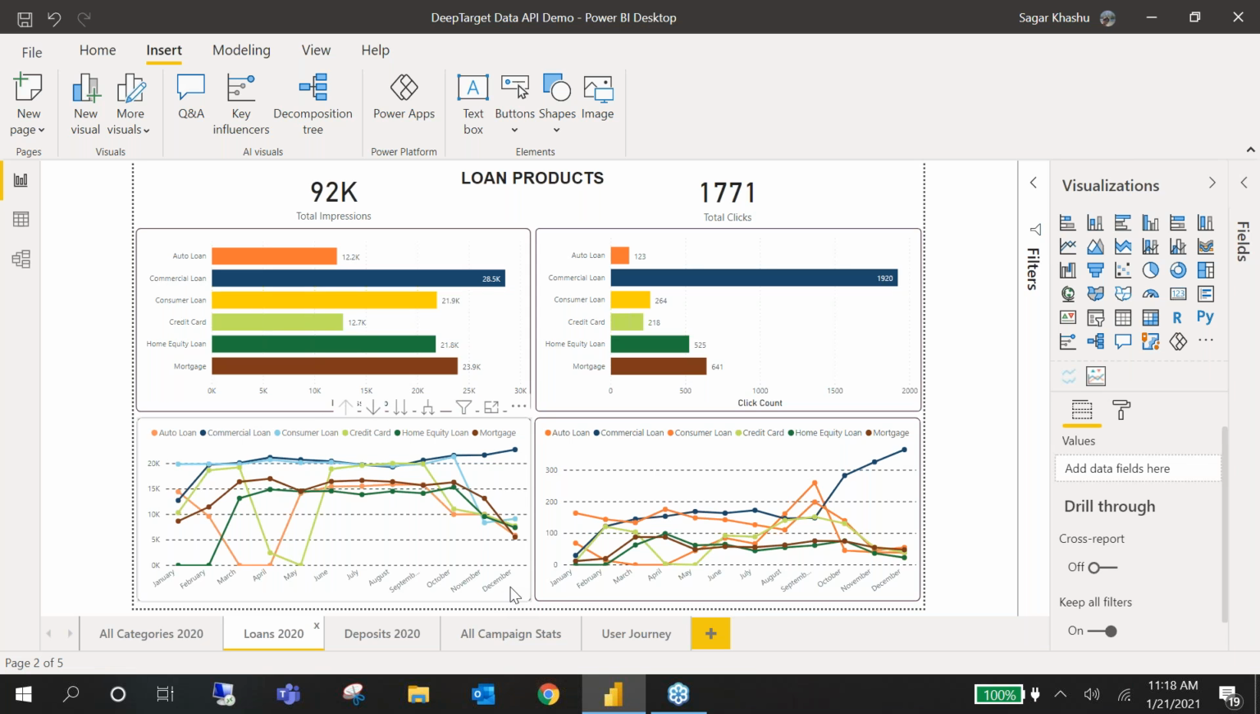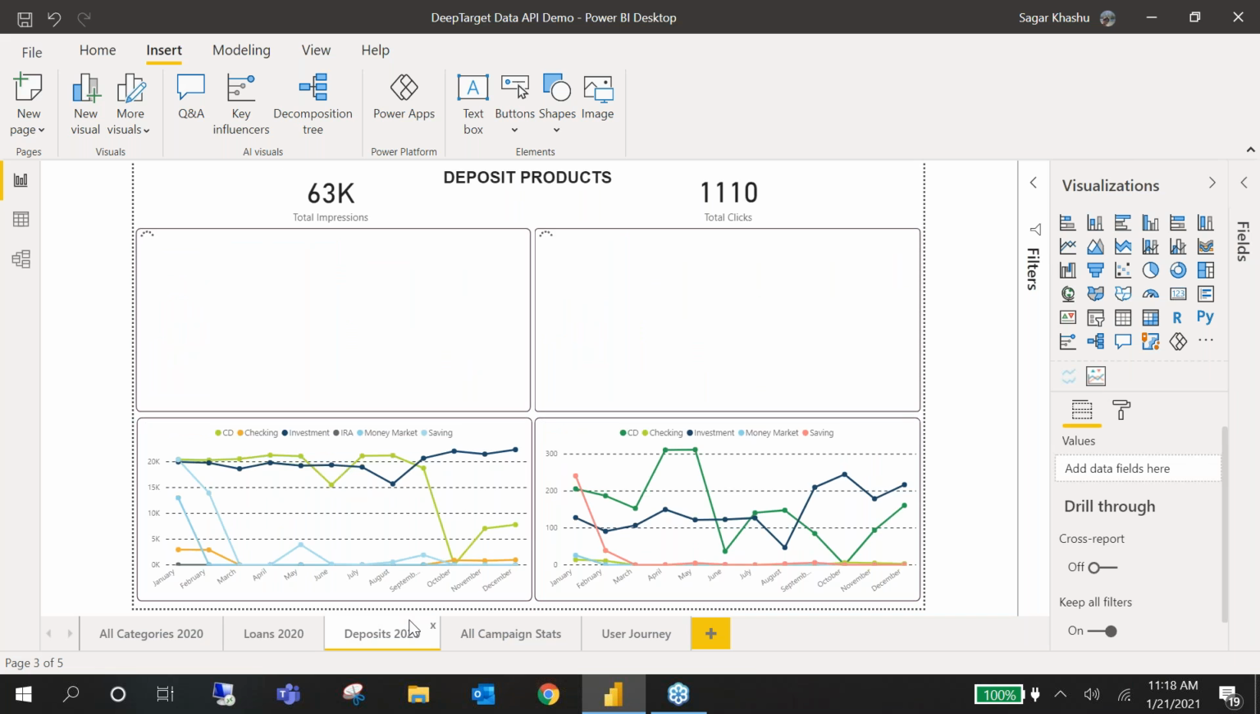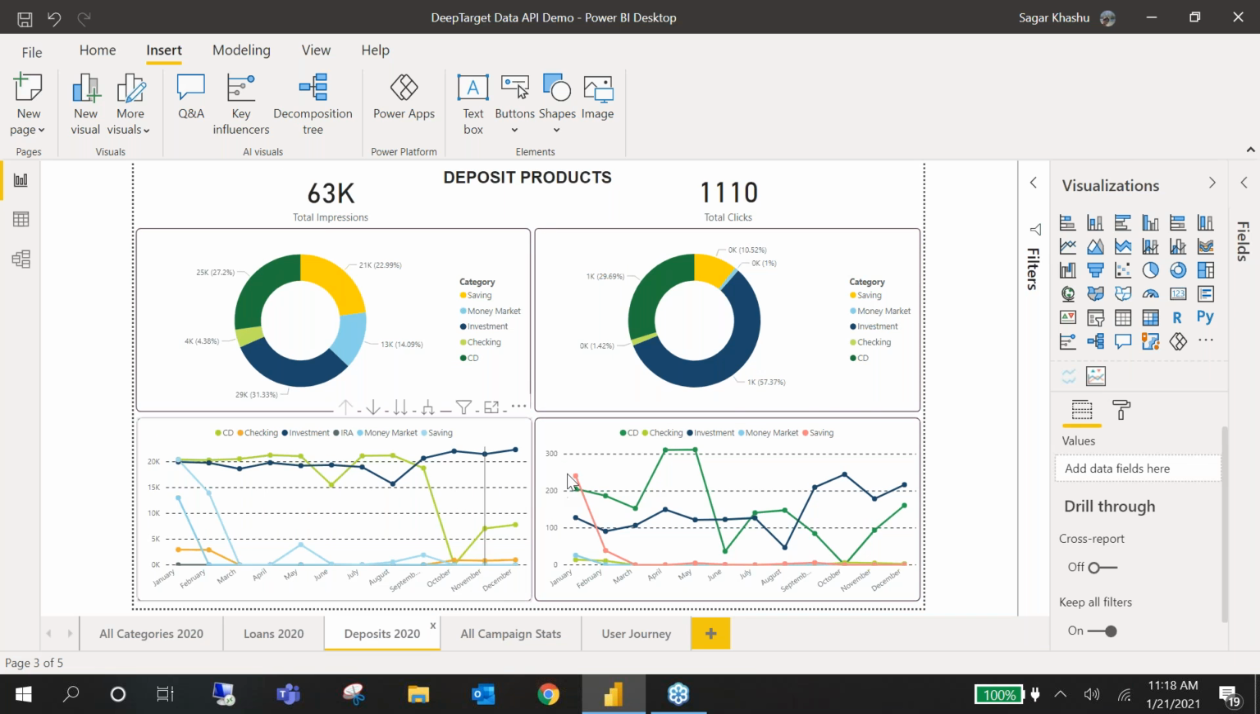Again, the underlying data is all derived from the data API itself, and the APIs, as Ignacio mentioned, are very holistic in the sense they provide you different kinds of data, different levels of data, different granularities of data to derive in a very flexible manner. And as you can see in this case, this is a third dashboard that focuses specifically on your deposit products. You can similarly create your own dashboards and insights for understanding and learning about the deposit products and how many impressions and how many clicks your Deep Target campaigns are deriving for those product lines.